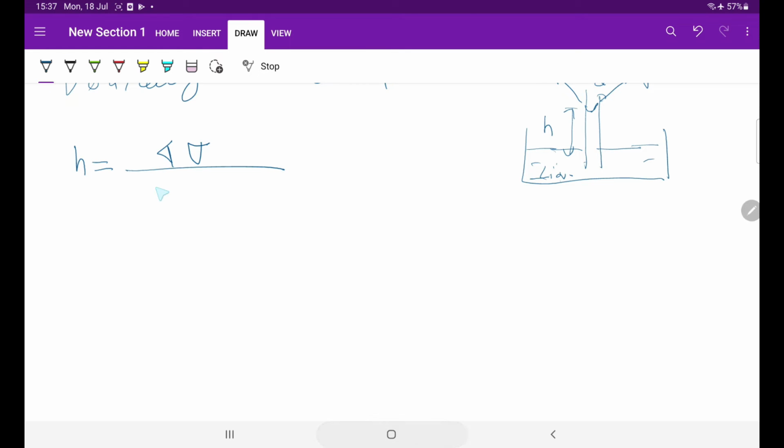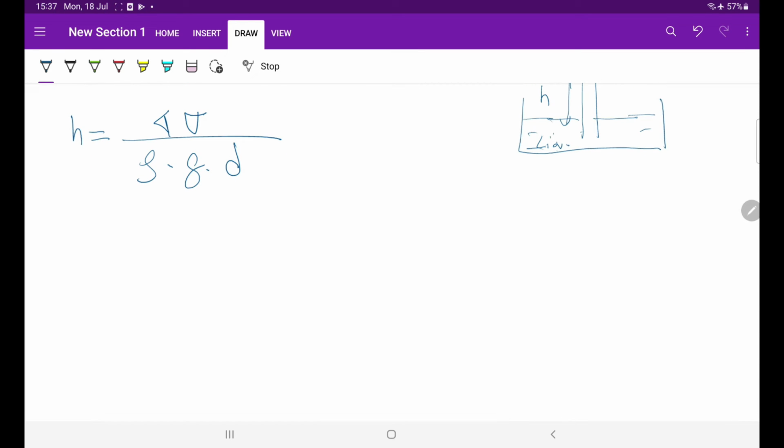Sigma, as we know, is the surface tension, multiplied by rho, the density of the liquid. G is the acceleration due to gravity, 9.81, and this is d. Another element is there, cos theta, right?